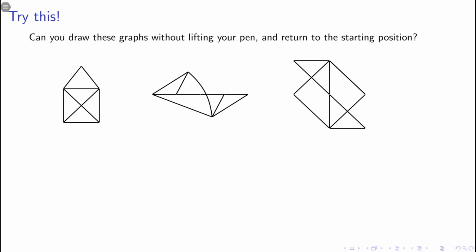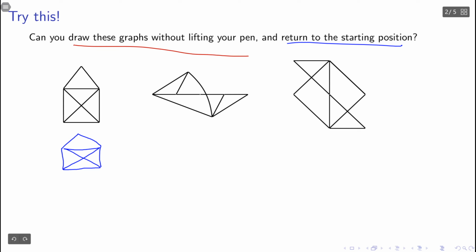So pause it right now if you want and try it out. So were you able to? Were you able to draw these graphs without lifting your pen, or maybe just a subset of these graphs? You probably tried the first one and then saw that, hey, I could actually draw it without lifting my pen, but I don't return to where I started. Right? So it's kind of cheating there. Well, not really, right? We don't satisfy the second condition, but we do satisfy the first condition here.